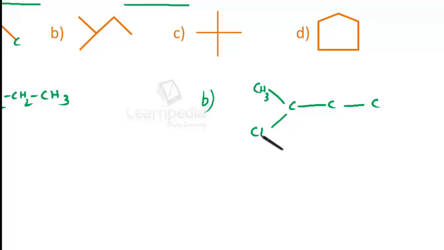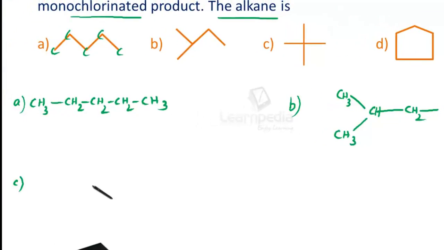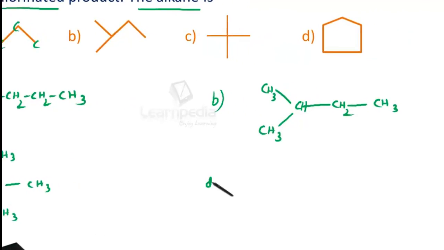So this is CH3, this is also CH3. As this carbon already formed 3 bonds, only 1 more hydrogen needs to be written here. It is CH, this is CH2 and this is CH3. Now the structure for option C, it is like this. 1 carbon at the center and 4 carbons on 4 sides and 1 carbon each on these 4 sides. And on writing the hydrogens, we get the structure like this. And for option D, it is like this. It is a cyclic compound.